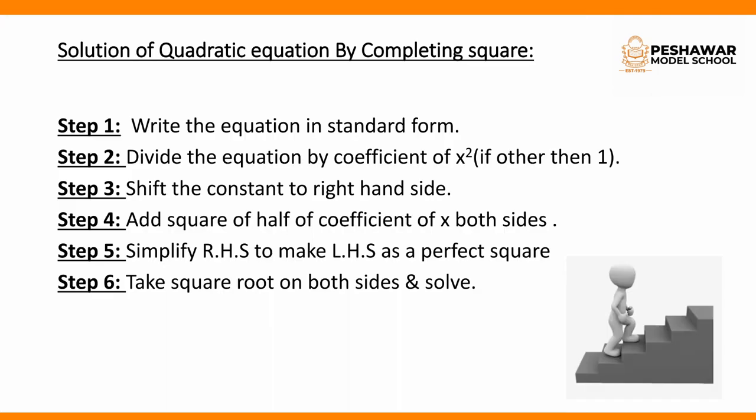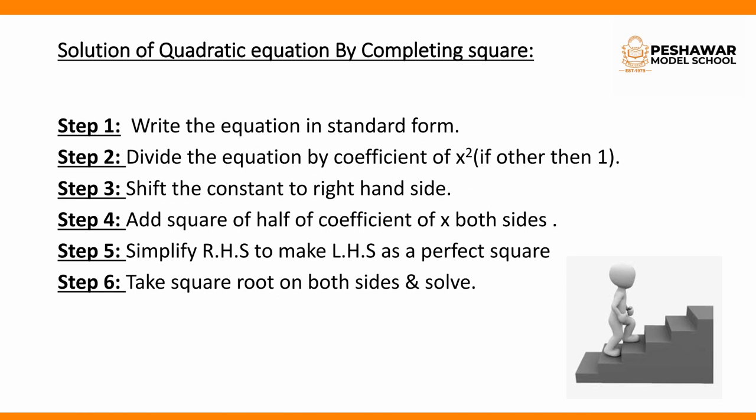So for this we have some steps. We have to follow these steps to solve the quadratic equation by completing square. In step 1, we have to write the equation in the standard form. It means that the quadratic equation should be in the standard form. And step 2 will be divide the equation by the coefficient of x square if other than 1. It means that if we have an equation whose coefficient of x square is 5, 4, 3 or something else, so we have to divide both sides by that coefficient, to make it 1x square. It means that we have to make the coefficient of x square 1.